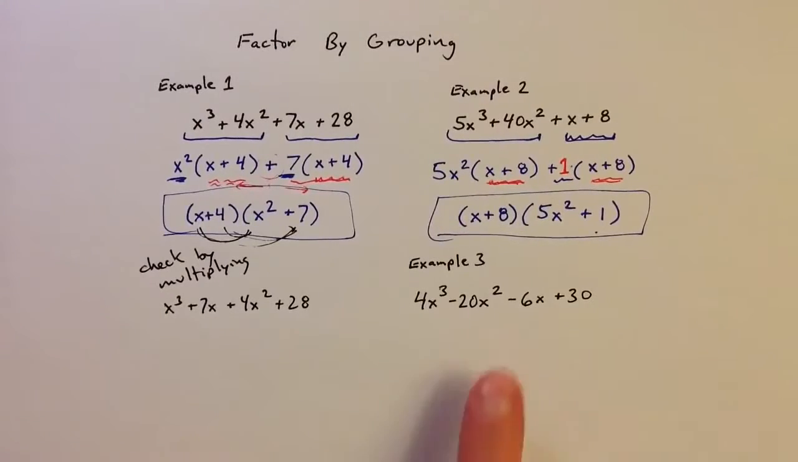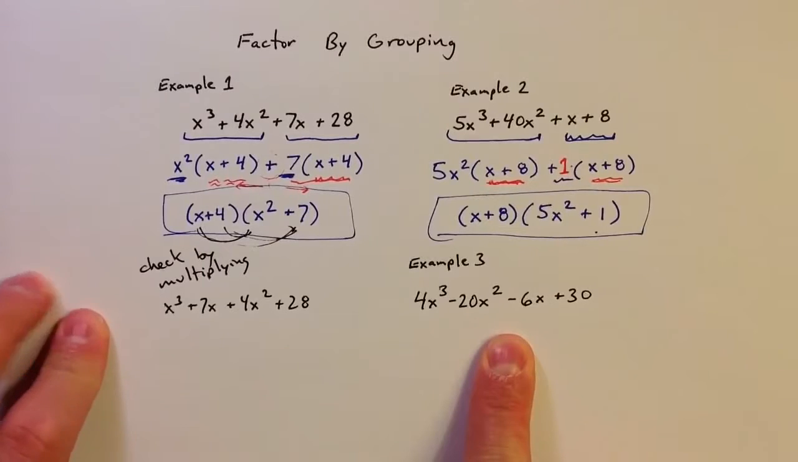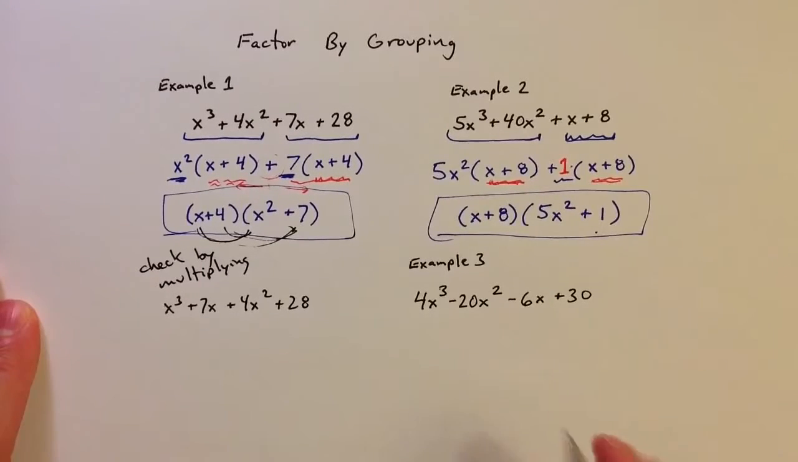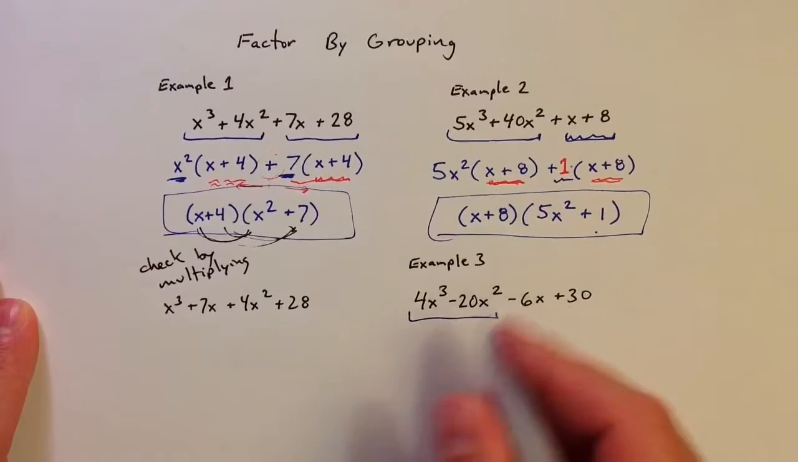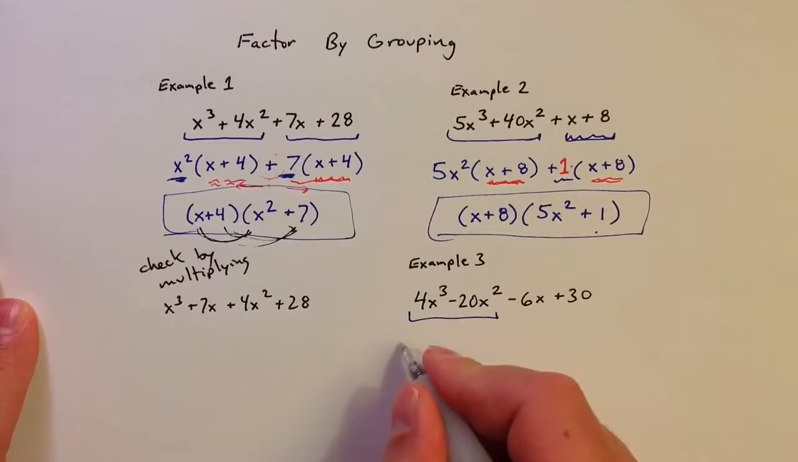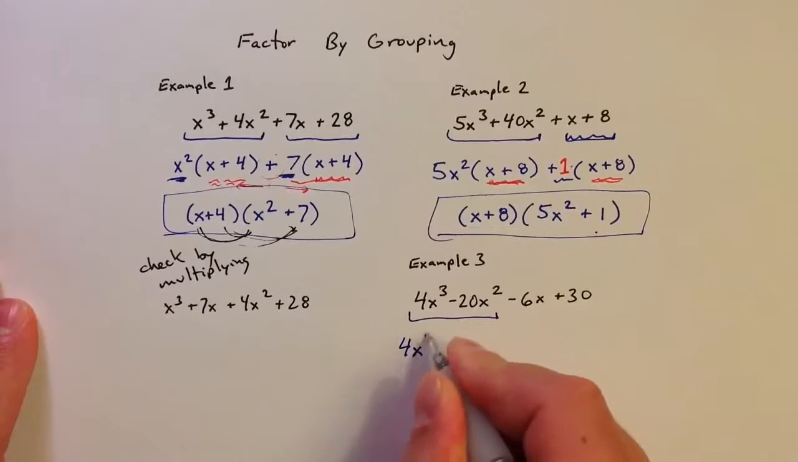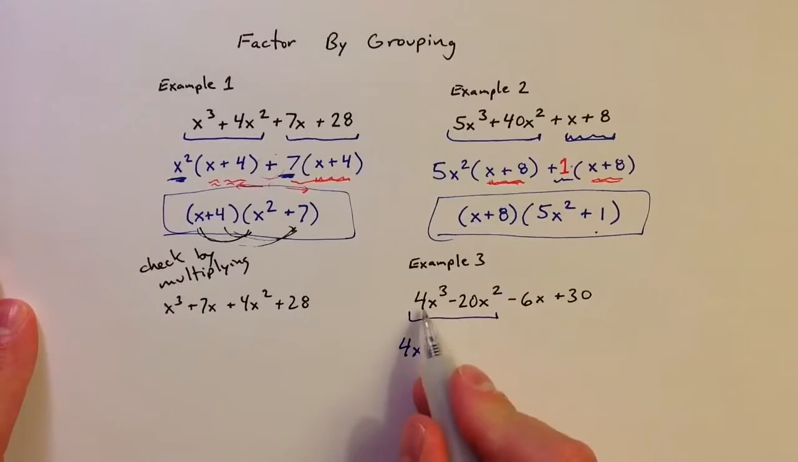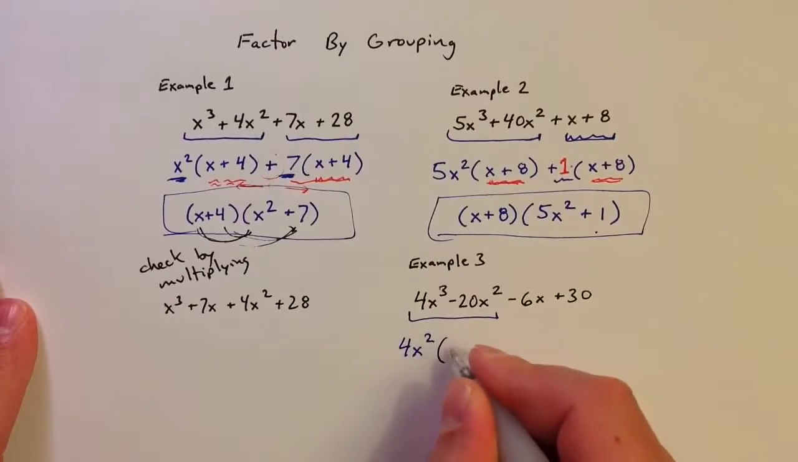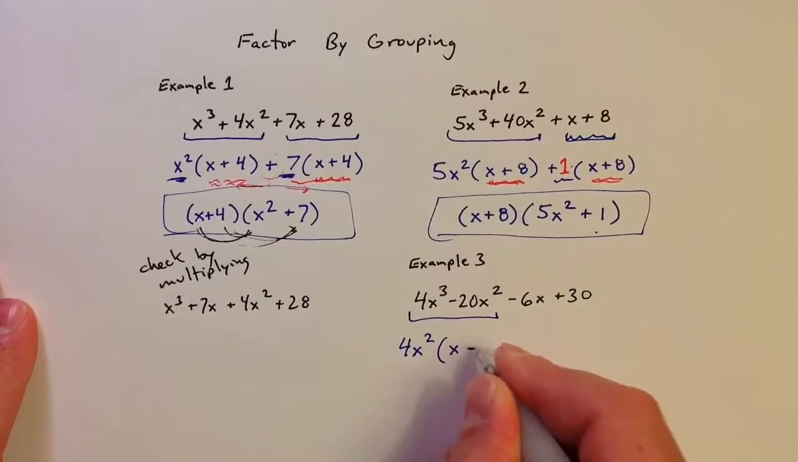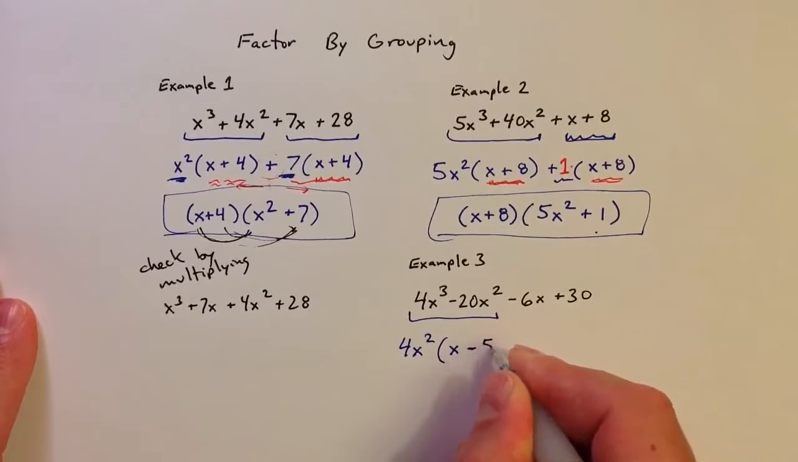The third example that I want to take a look at introduces some issues that can come up with minus signs. So again, we can look at the first 2 terms. The common factor there would be 4x squared, since 4 divides both 4 and minus 20. And then what's left behind is x minus 5.